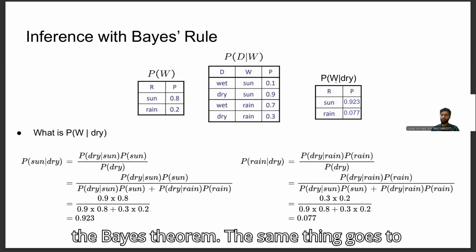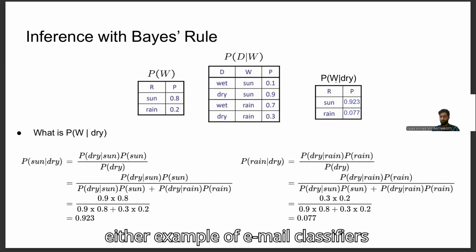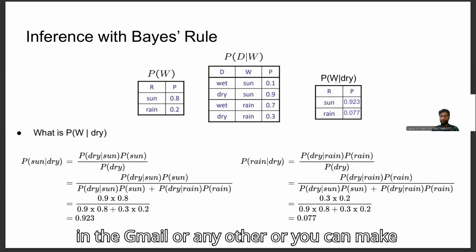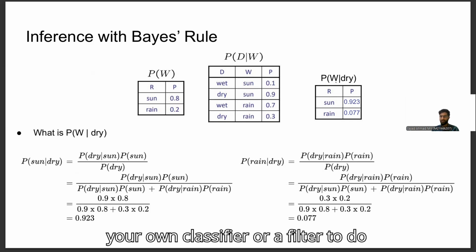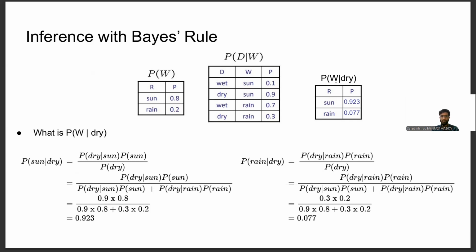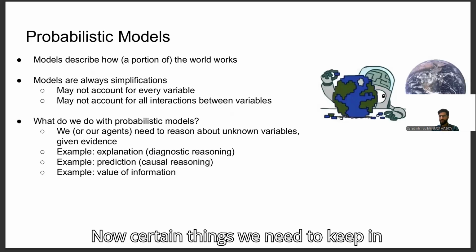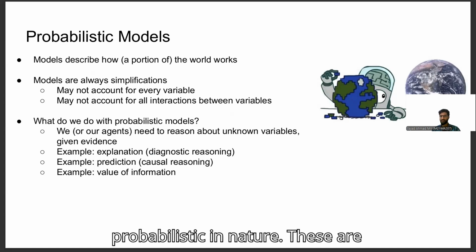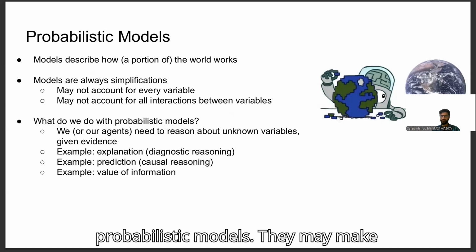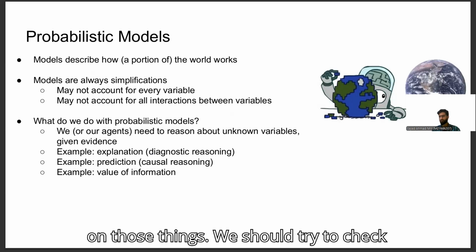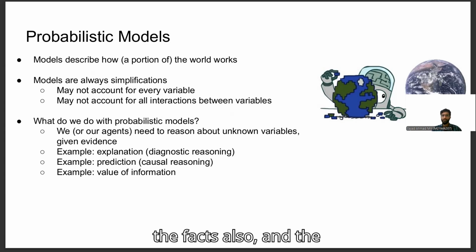The same thing applies to the example of email classifiers in Gmail or any other service, or you can make your own classifier or filter to do some particular task and make inferences. Now, certain things we need to keep in mind are that these models are probabilistic in nature. They may make mistakes, so we should not blindly rely on them. We should try to check the facts also.